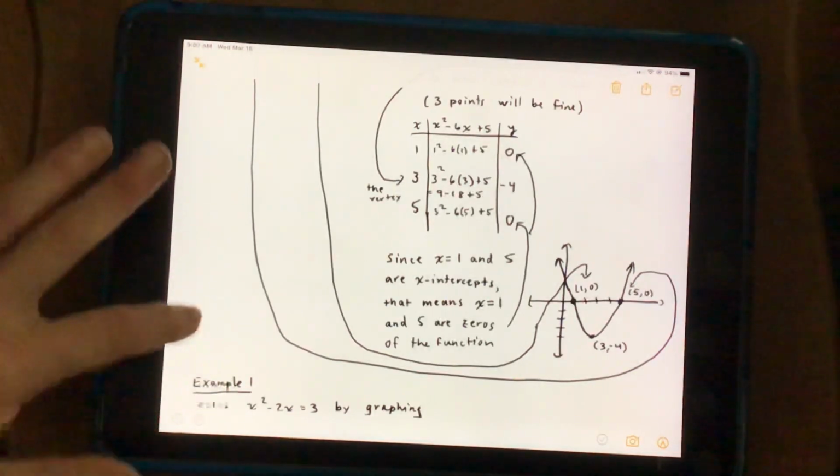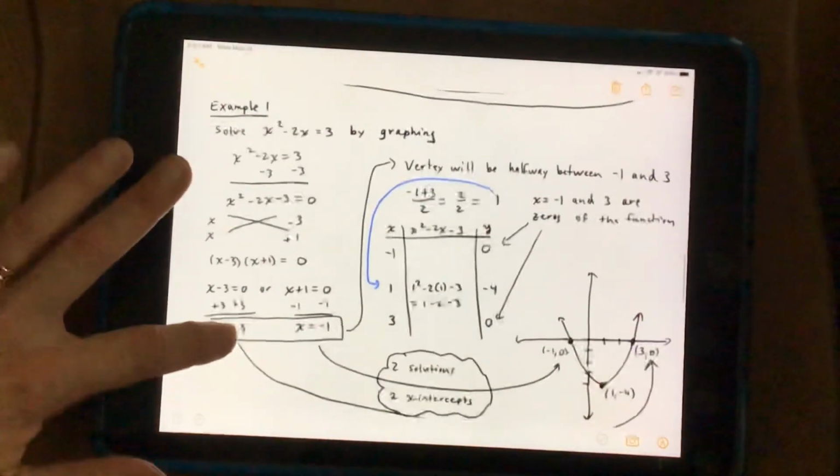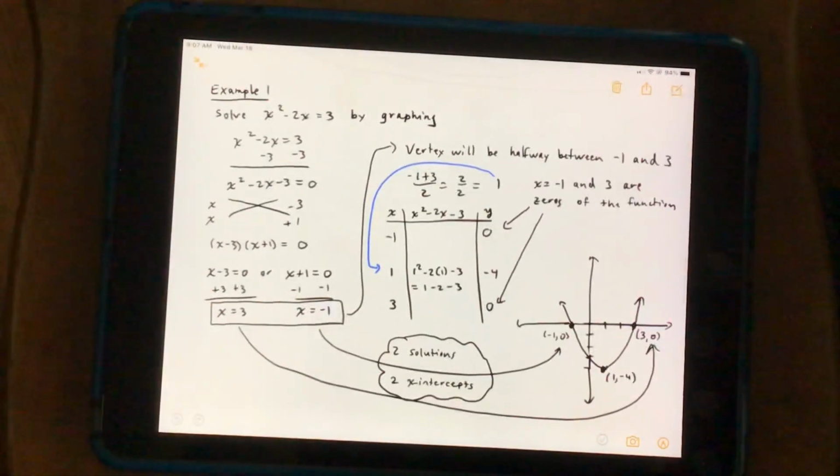Okay, we're going to do 3 more examples to see how this works. Example 1 will be similar to what we just did. So we're going to solve x squared minus 2x equals 3 by graphing. First, we will rewrite the equation equal to 0 by subtracting 3 on both sides. Then we will use our x method to find the zeros of the function. So we factor into x minus 3 times x plus 1 equals 0.